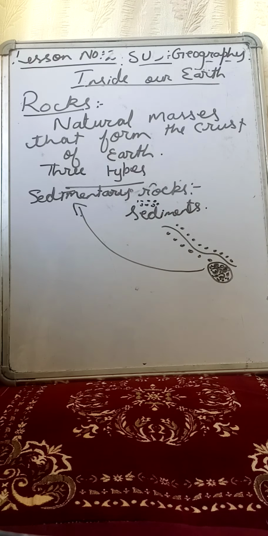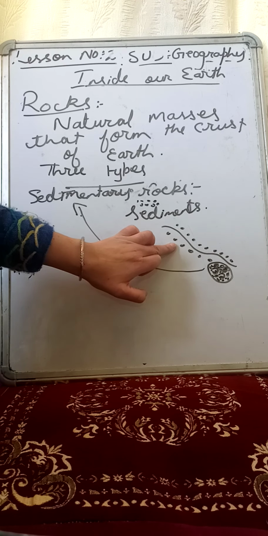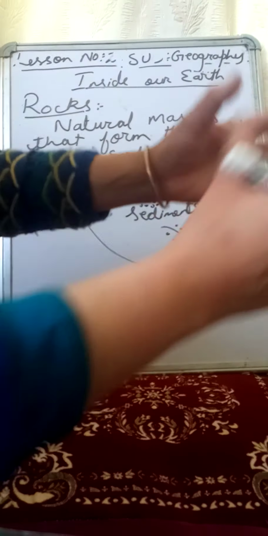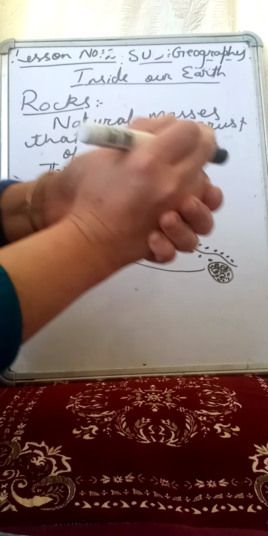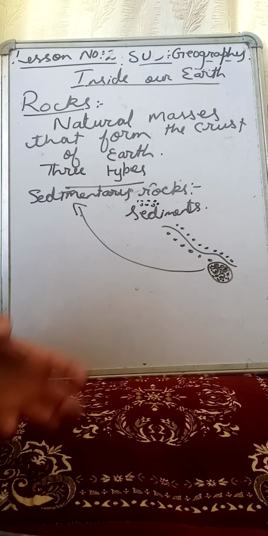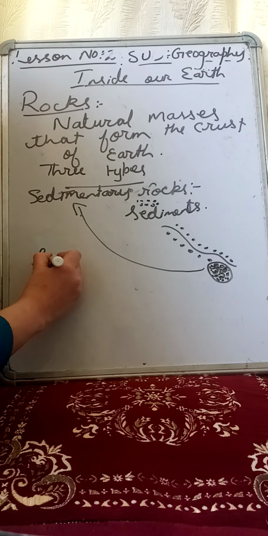Now, this collection of sediment doesn't only take place because of the rivers. It can take place because of the wind also. Because of the wind, these sediments get collected and compress. Okay, because of the waves also. We have a common example of sedimentary rock, that is sandstone.